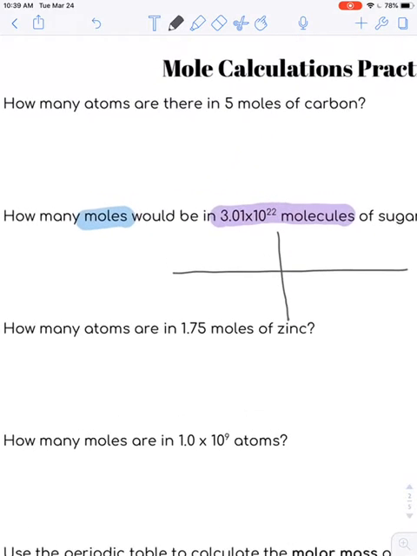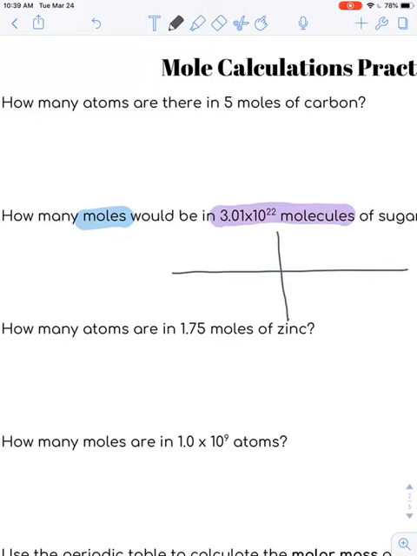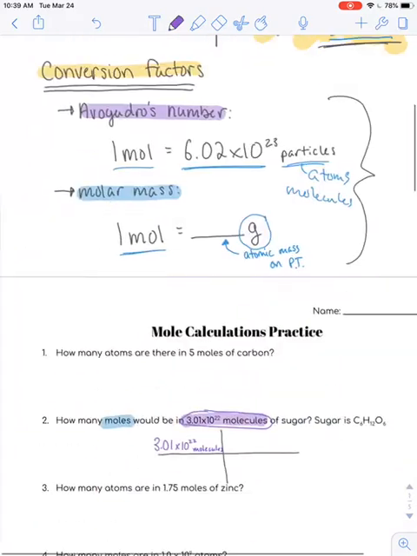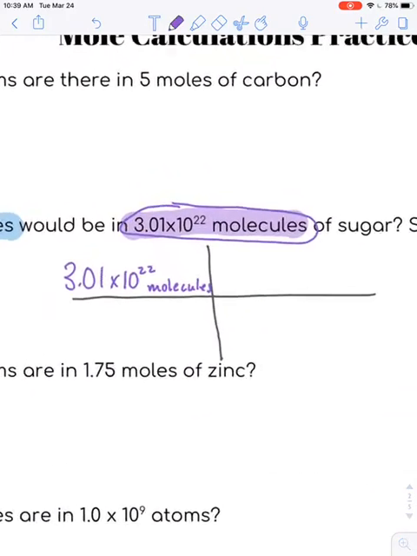Okay, and we know that our given is going to go in this first box. So our given is right here, 3.01 times 10 to the 22nd molecules. And I am going to write out that full unit. So remember, based on our T-chart, we know that our units that match the given are going to have to go on the bottom of our next section.